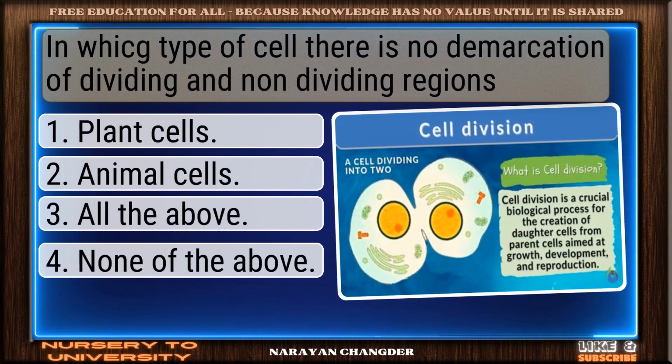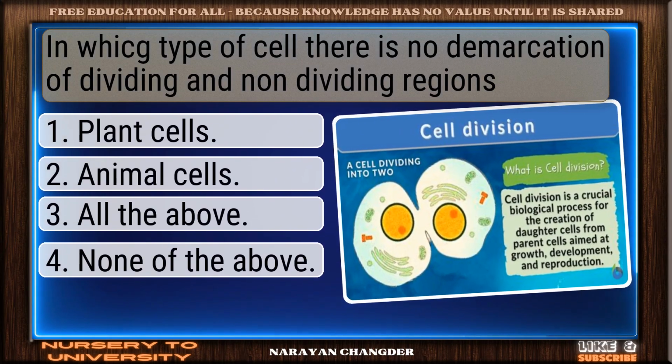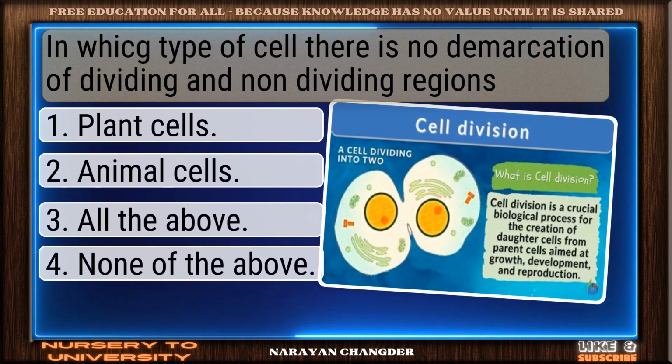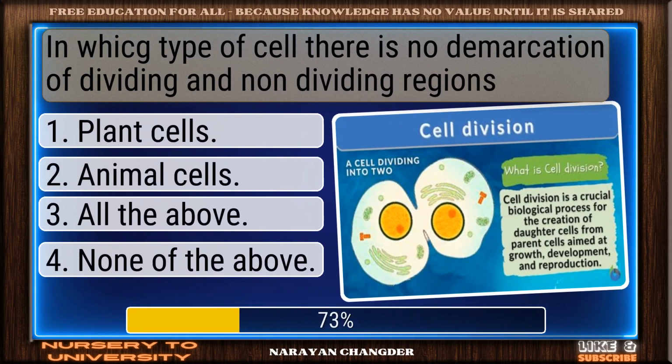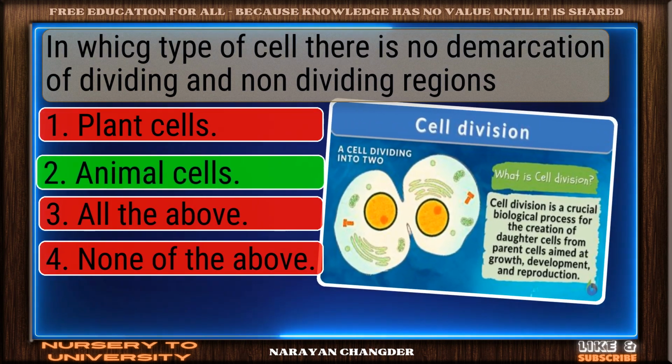Question number 27. In which type of cell is there no demarcation of dividing and non-dividing regions? Right again. Animal cells is a valid answer.